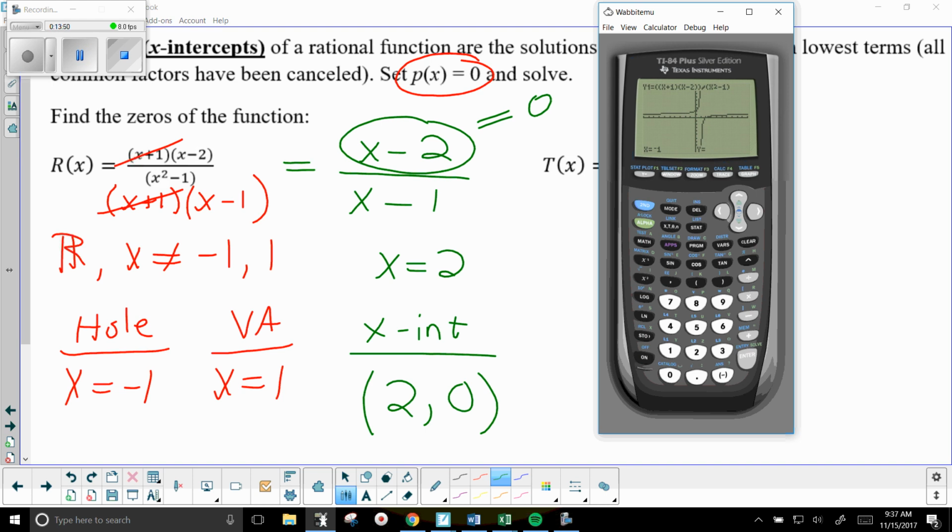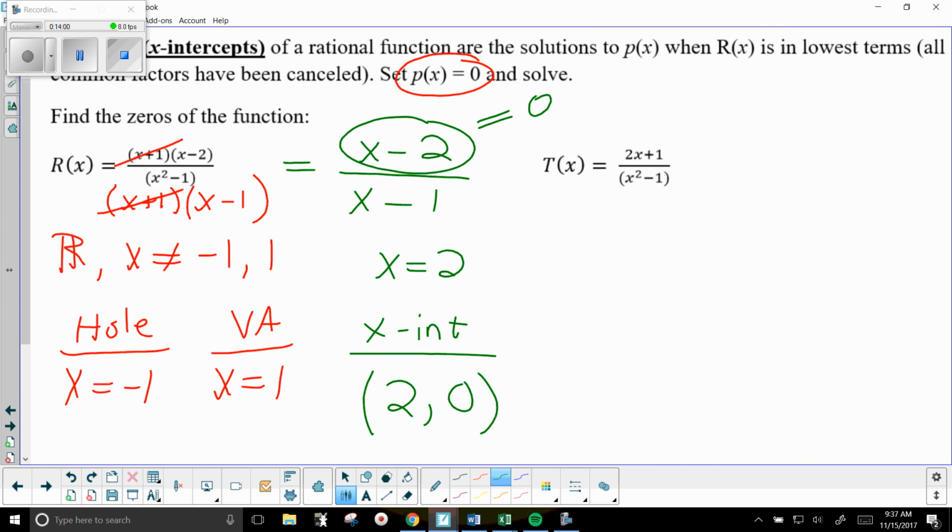And then, can you see the x-intercept? We said it was 2. Can you all see where it crosses the x-axis right there at 2? So we can definitely see all of those things that we just found. Okay, so take a second and do t of x on your own.